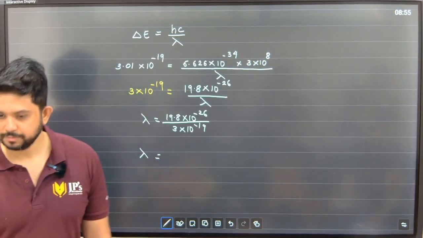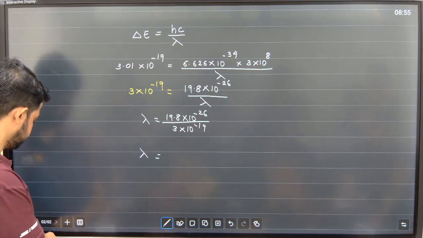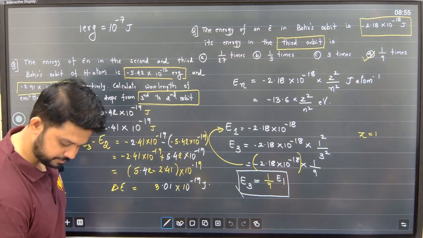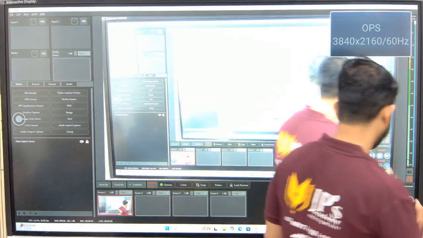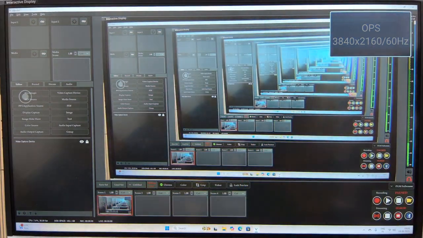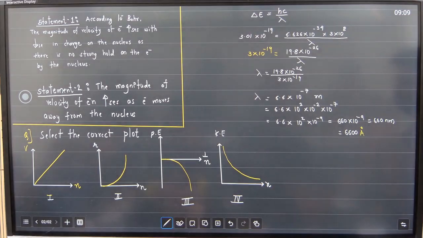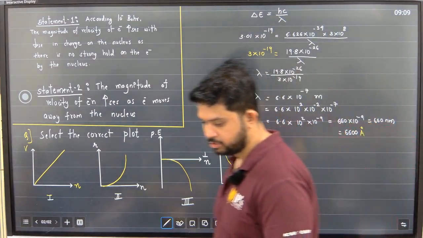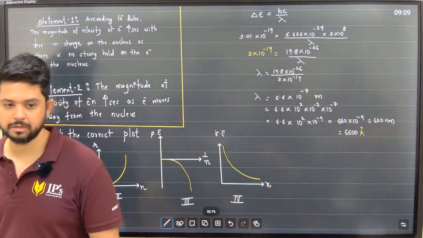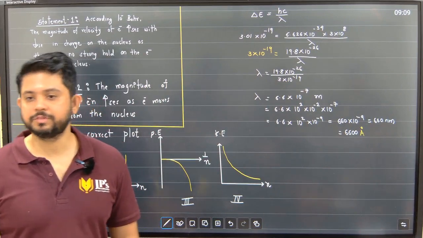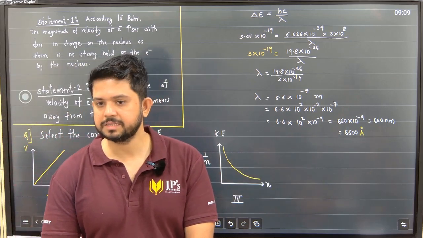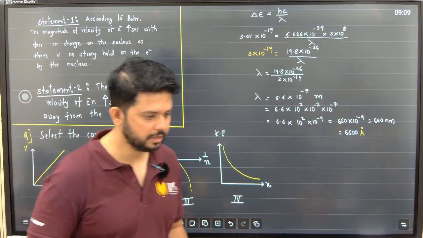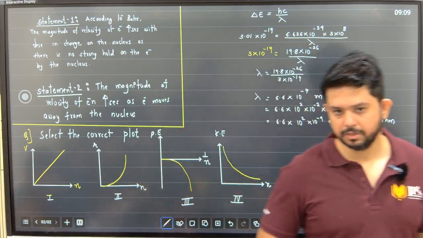Can you do this? Come on, quickly. You will have to do this, okay? The answer for lambda, the wavelength of that particular photon, should be somewhere around 660 nanometers or 6600 angstrom. Let's go.